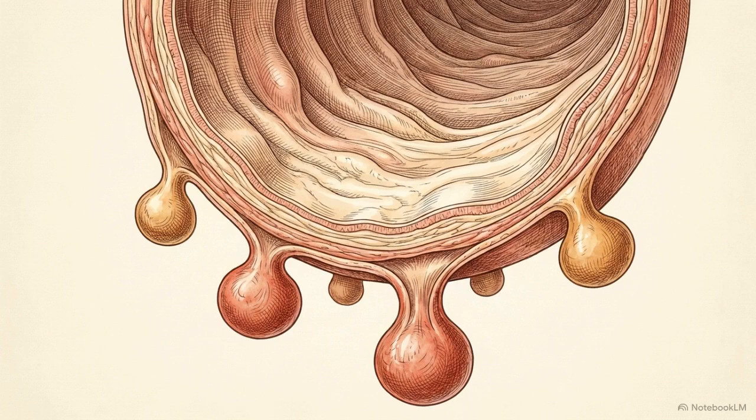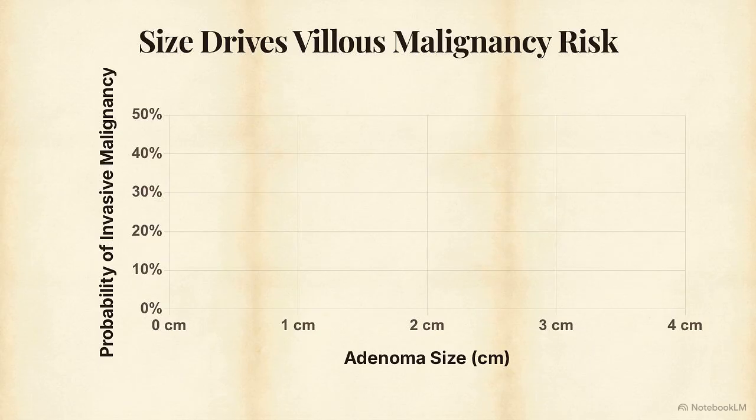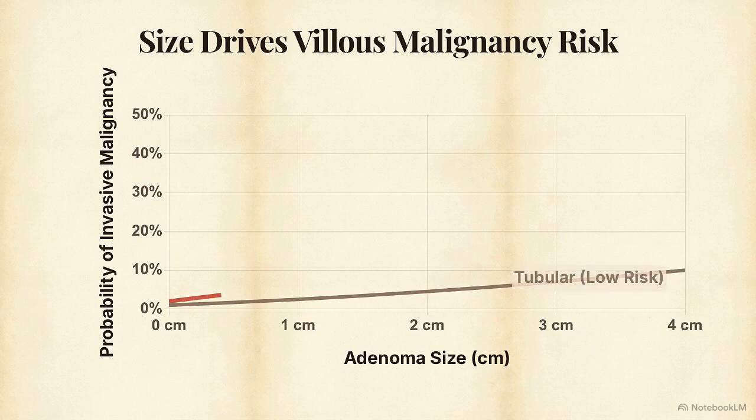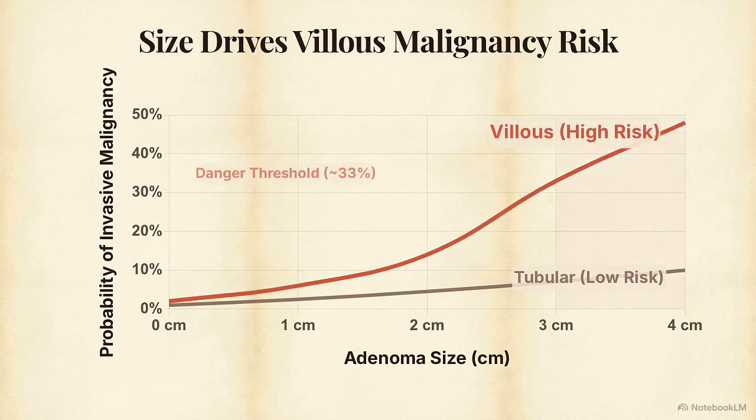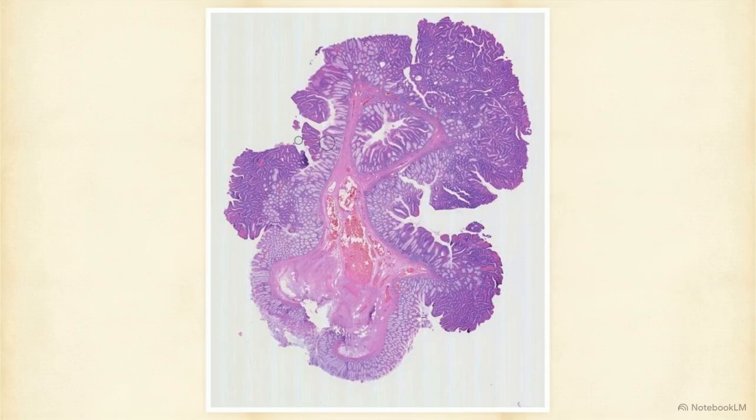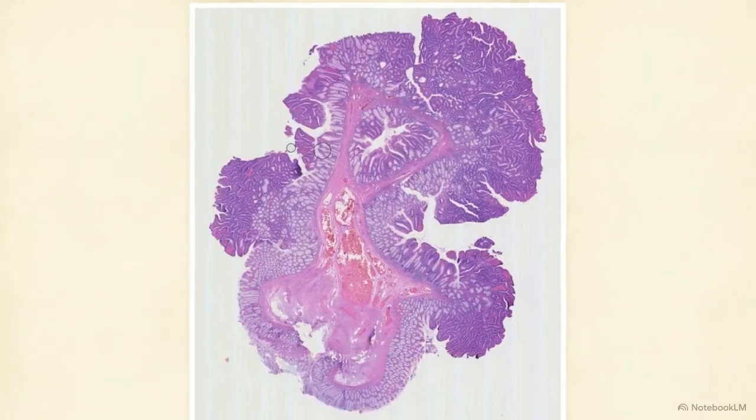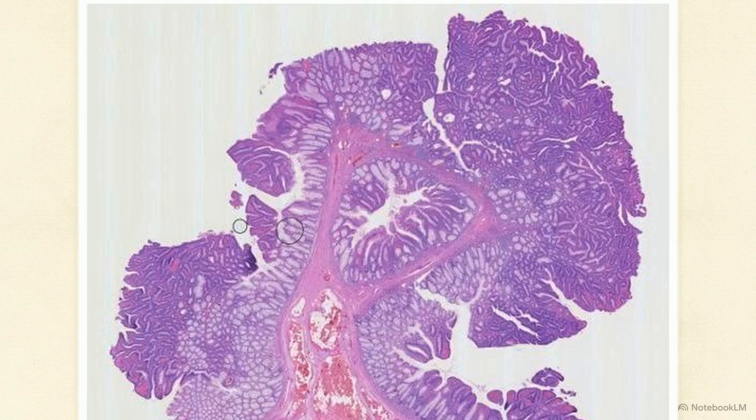The risk of malignancy depends heavily on histology and size. Tubular adenomas carry the lowest risk, while polyps with predominantly villous features are far more dangerous. As the size of the adenoma increases past 3 centimeters, the probability of invasive malignancy rises sharply. This histological section shows a pedunculated polyp. You can see normal colonic mucosa at the base, contrasting directly with the pre-malignant tubulo-villous changes actively forming at the apex.